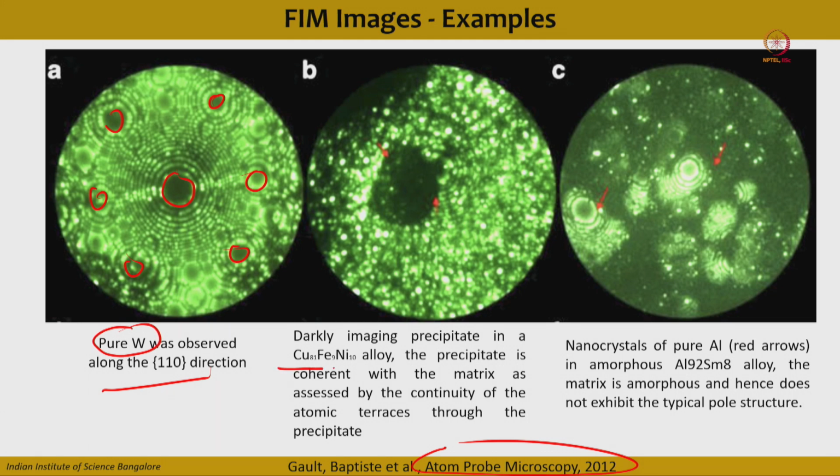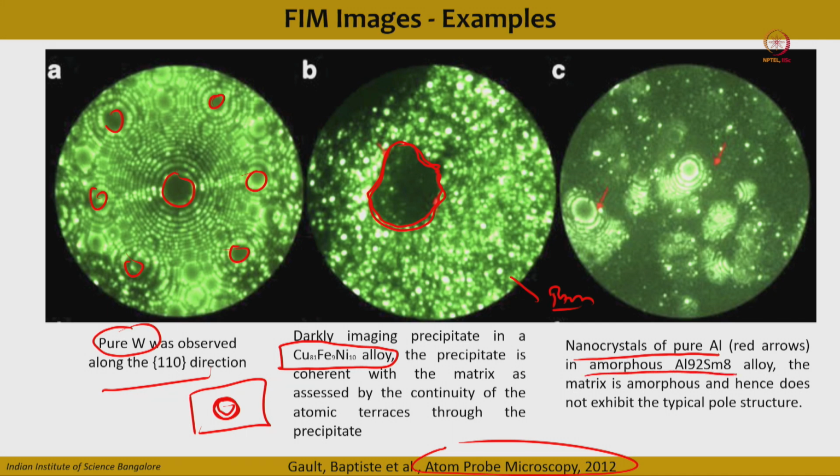The second image is of a copper iron nickel alloy. This is a particular FIM image, and in this copper iron nickel alloy it's an FCC matrix where you have a certain precipitate. You can see that on that particular precipitate the field ionization has not taken place, which means there is no gas atom imaged there; the density of spots is very low. In this way you can see the precipitate in the FIM image.